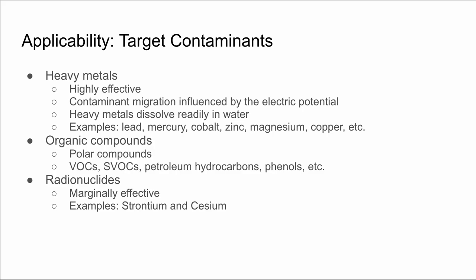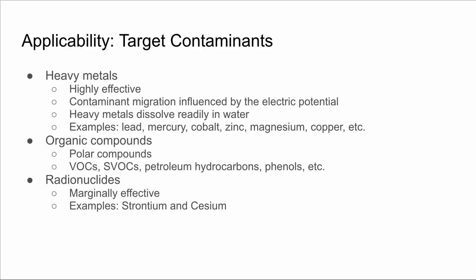Another type of contaminant that this type of remediation is typically used to target is organic compounds. Polar compounds work very well because they have surface charges that respond to the electric field. So you're able to use an electric field to influence the behavior of those compounds and get them to travel with the water. One slight issue you can have with organic compounds is if they are not water soluble, but luckily you're able to add solvents or surfactants to make those compounds more water soluble.